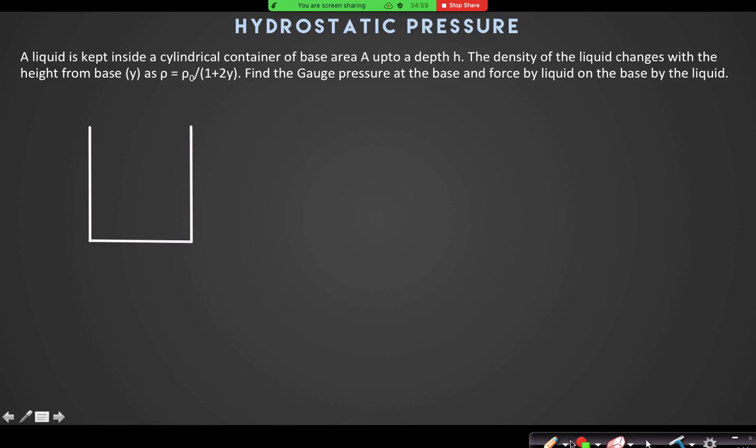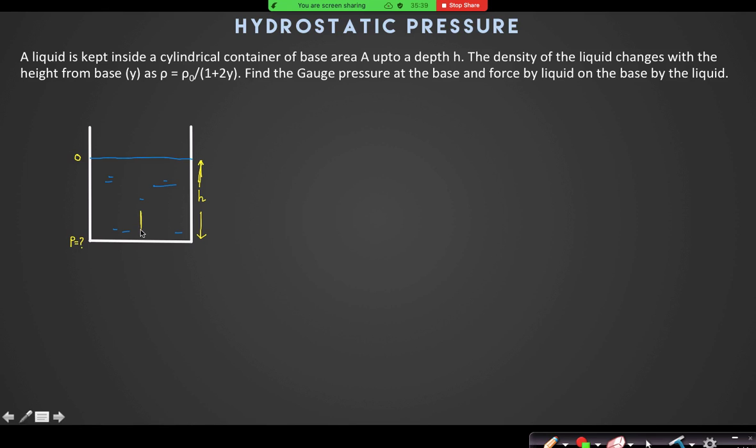Sir, gauge pressure is rho naught into ln(1 plus 2h). Liquid is there up to a height h, so this depth is h, given. So the gauge pressure here is 0. I have to find the pressure at this point.